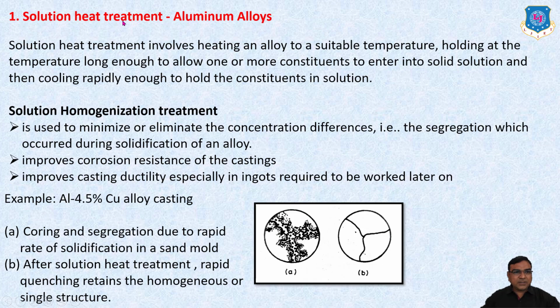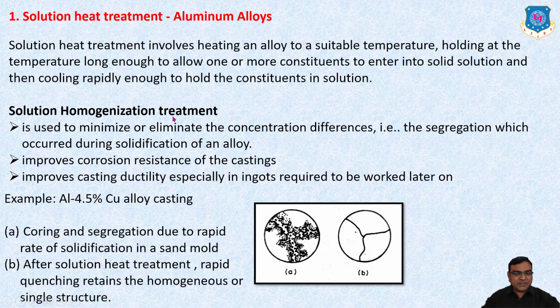Now solution heat treatment for aluminum alloys. Solution heat treatment involves heating an alloy to a suitable temperature, holding at the temperature long enough to allow one or more constituents to enter into solid solution and then cooling rapidly enough to hold the constituents in solution.